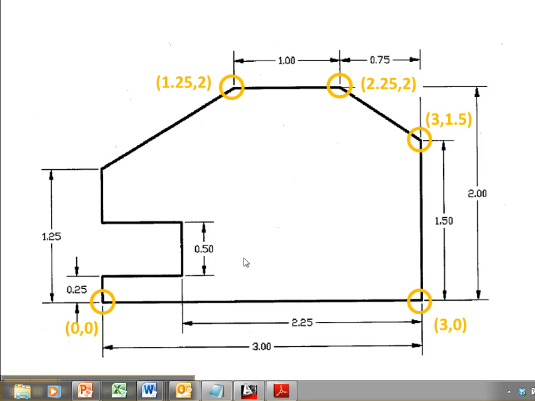Our next two coordinate pairs move in the x-direction 3, then we have to take away 0.75, leaving 2.25, and then our travel in the y-axis is a total of 2, which is the overall height of this part, followed by another direction change from 0, 0.